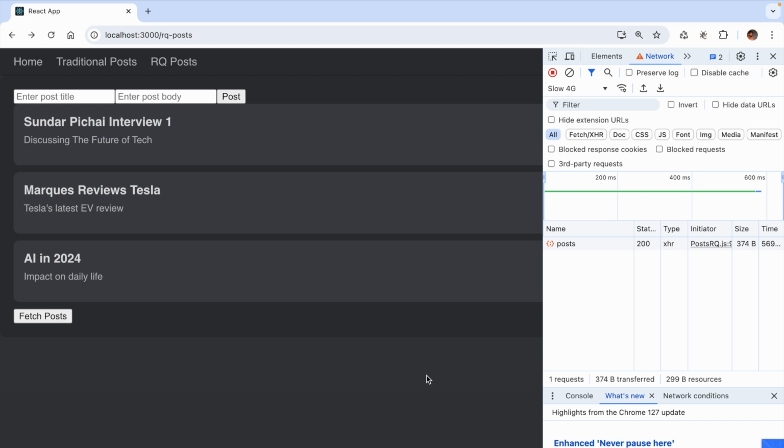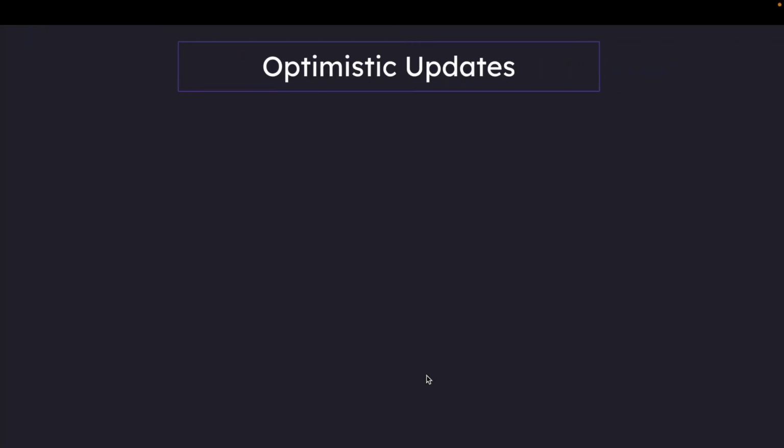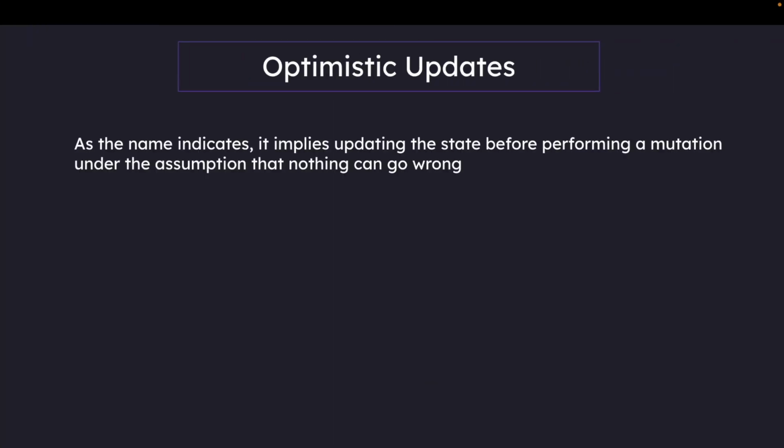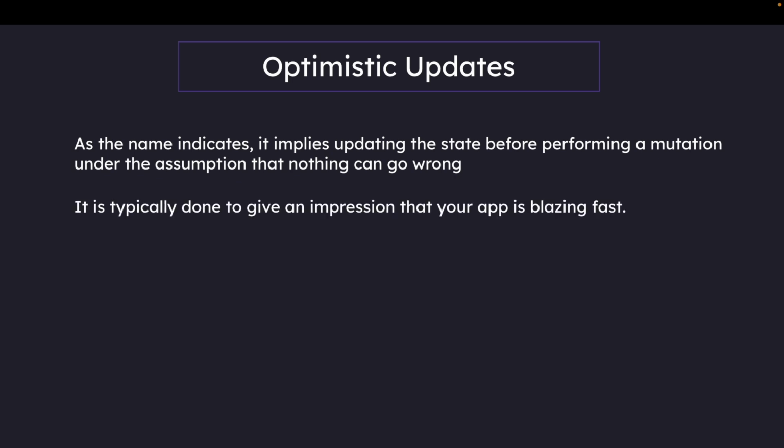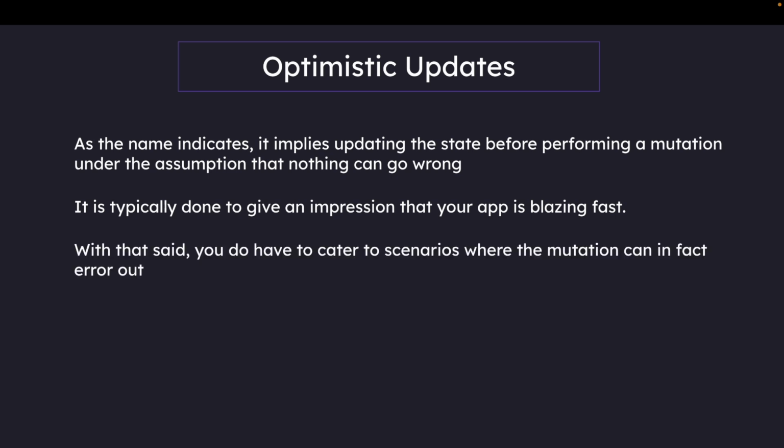In this section, we will be looking at how to do optimistic updates using React Query. So let us look at what optimistic updates are. As the name indicates, it implies updating the state before performing a mutation under the assumption that nothing can go wrong. It is typically done to give an impression that your app is blazing fast. With that said, you do have to cater to scenarios where the mutation can in fact error out.